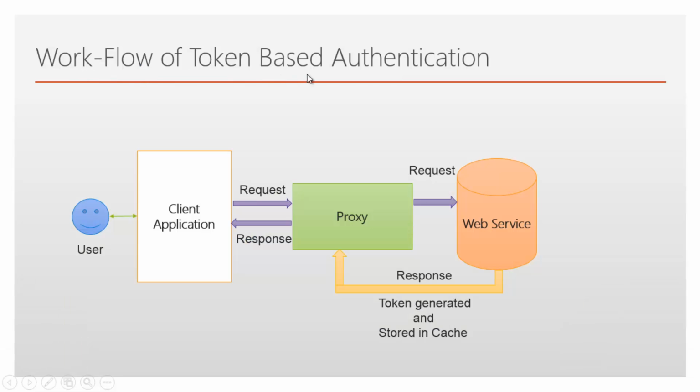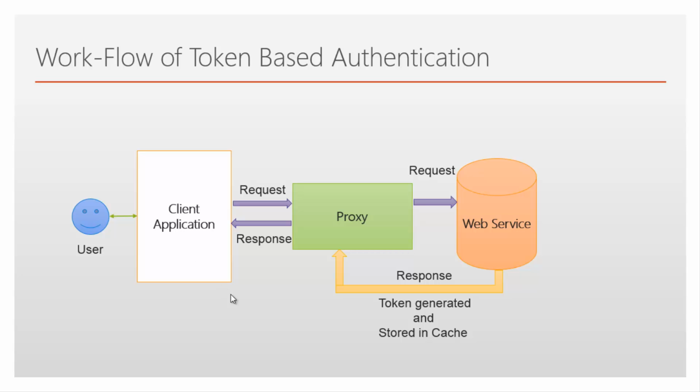Workflow of a token based authentication. Once the user requests from the client application along with a proxy, the request goes to the web service. Once the request is processed in the web service, it returns the response. Along with the response, it generates the token and stores it in the cache. That response goes to the client application. Let's look in action how to create a token based authentication in web service.